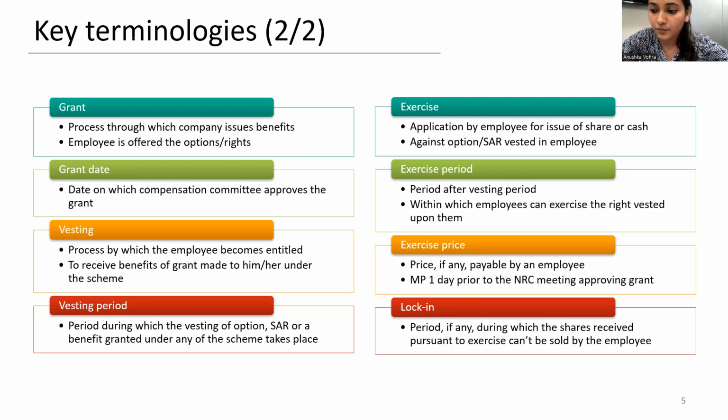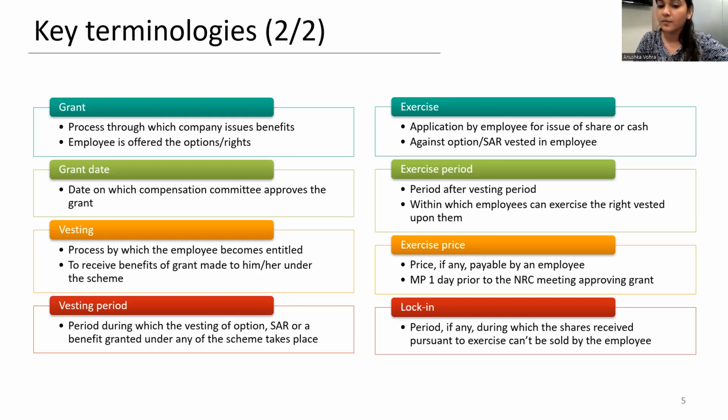Now say I have been granted 100 options, and the vesting schedule is as under. 20% will vest in me upon completion of 1 year, that is 1st August 2024. Then 30% will vest in me upon completion of 2 years, which is 1st August 2025. And 50% will vest in me upon completion of the 3rd year, which is 1st August 2026. So this example has a maximum vesting period of 3 years and a minimum vesting period of 1 year.